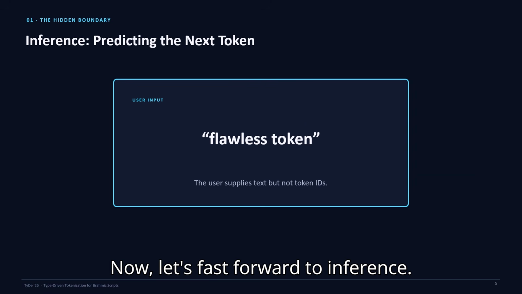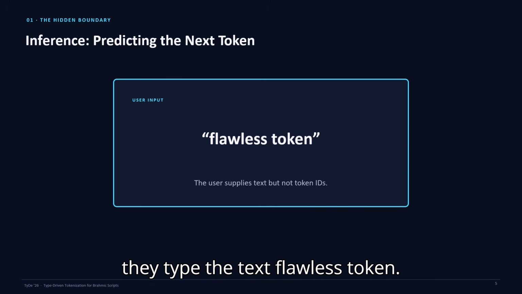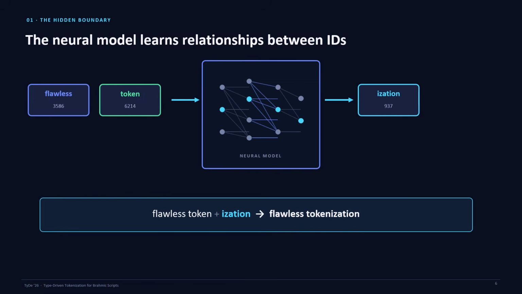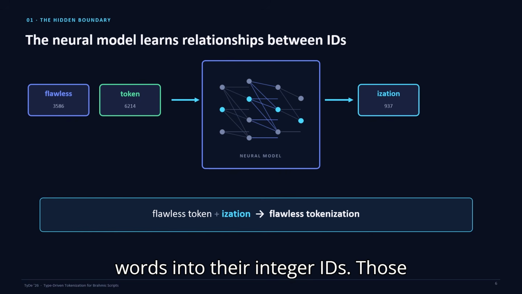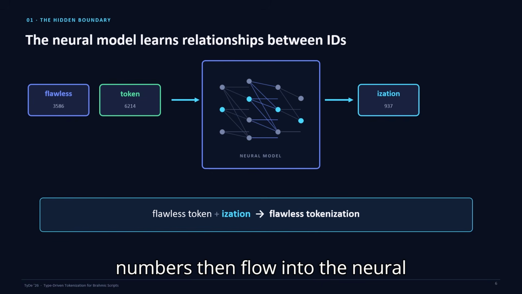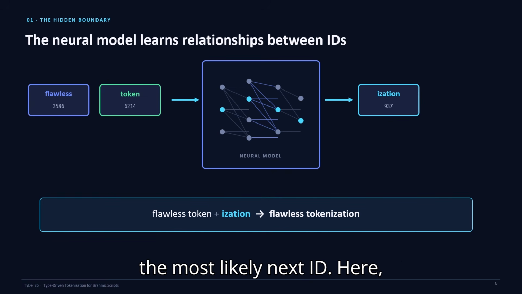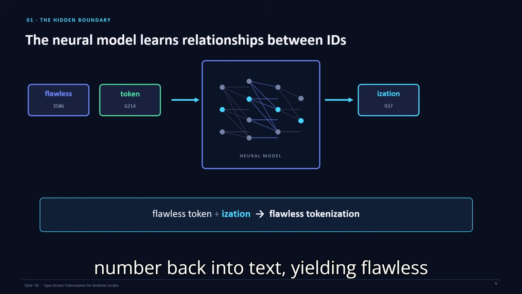Now, let's fast forward to inference. When a user interacts with the model, say they type the text flawless token. Because the model only understands numbers, the tokenizer converts these words into their integer IDs. Those numbers then flow into the neural network. The model calculates the statistical relationships and predicts the most likely next ID. Here, it outputs the ID for ization. Finally, the tokenizer decodes that number back into text, yielding flawless tokenization.